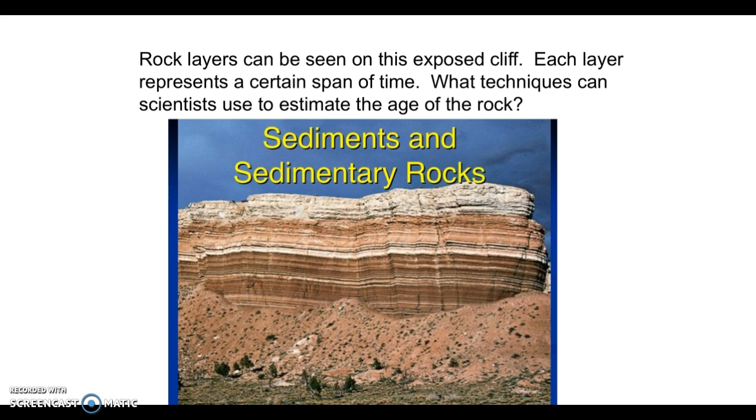So rock layers can be seen on this cliff. This is one of those rock formations that I was talking about. Each layer represents a certain span of time. So how do we estimate the age of the rock? Now, sediments and sedimentary rocks, we talked about rocks, the rock cycle. Sedimentary rocks are formed by sediments coming together and mashing together. So rock layers are sedimentary rocks because new sediment comes in, which we're going to talk about in a minute. New sediment comes in and forms each layer.